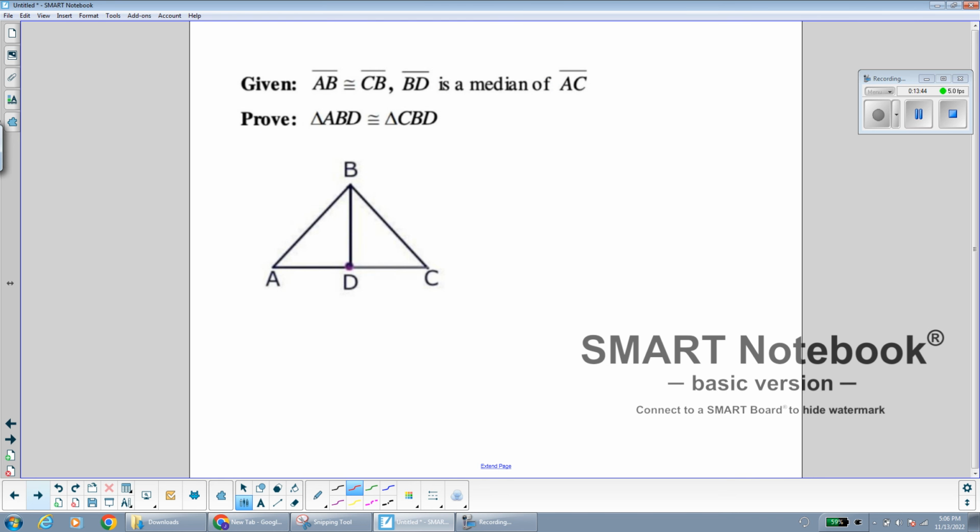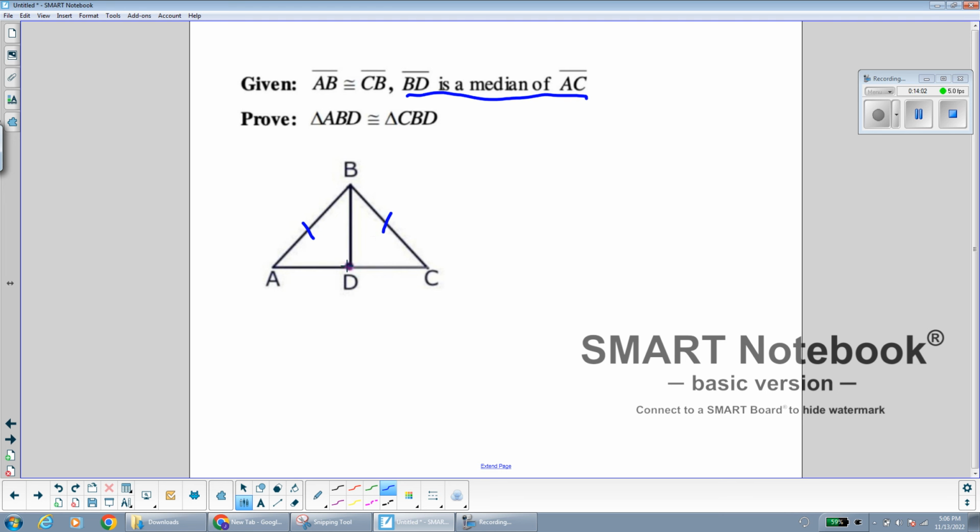Okay, now we're actually going to write a proof. So here we know that AB is congruent to CB. We know that BD is a median of AC. So let's remind ourselves what a median is. A median is a triangle segment that connects a midpoint of a side to the opposite vertex.